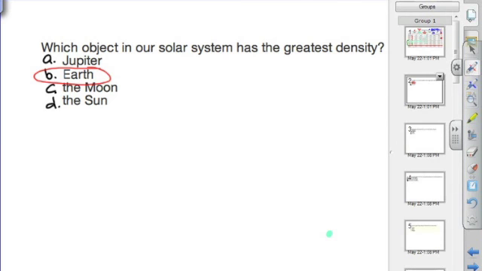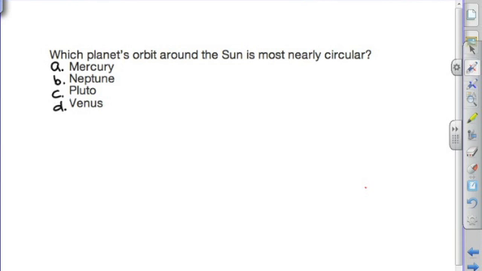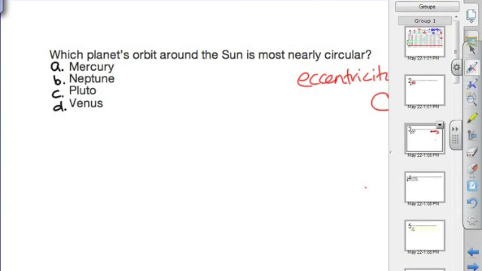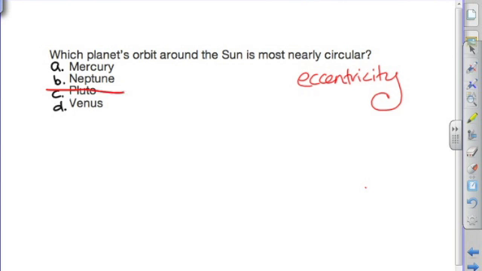Another sample question. Which planet's orbit around the Sun is most nearly circular? Most nearly circular. This is based on eccentricity. Remember, closer to 0 means I'm more zero-ish or circular in shape. So my choices are Mercury, Neptune, Pluto, and Venus. Keep in mind, I picked this question just to show you that there are older questions out there that will sometimes refer to Pluto as a choice. We know that Pluto is not found on the solar system data table any longer, so anytime you see Pluto as a choice, you can just automatically disregard it.